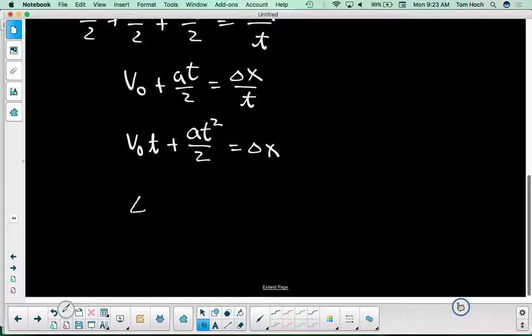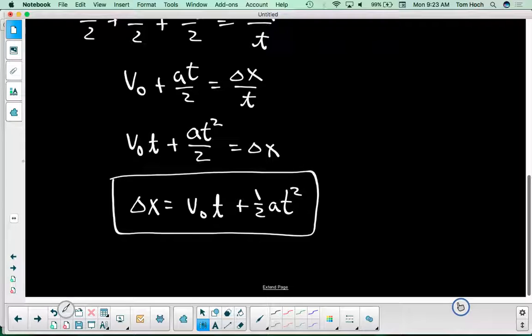And when do you use this equation? I'm going to explain in a second. Delta X equals V0t plus 1/2 AT squared, and that is number 2. Let's see how it works. John starts from rest. He accelerates at 10 meters per second squared for 2 seconds. How far did he go?